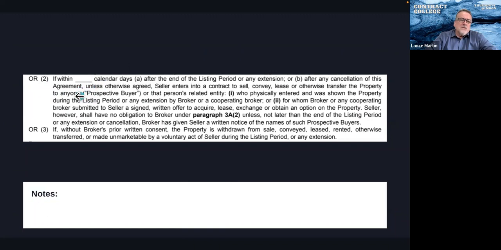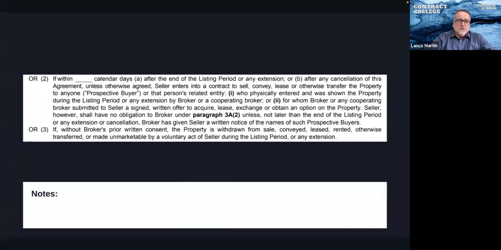Normally when I do these listings, this is the next paragraph down. I'm also entitled to commission, or paragraph 2, if within how many days, I normally will put 30 or 60 days in here, after the end of the listing period or extension. Okay. So it's like, wait a minute, I can get a commission after the listing has expired. Yes. However, there are very, very specific terms and conditions that apply.